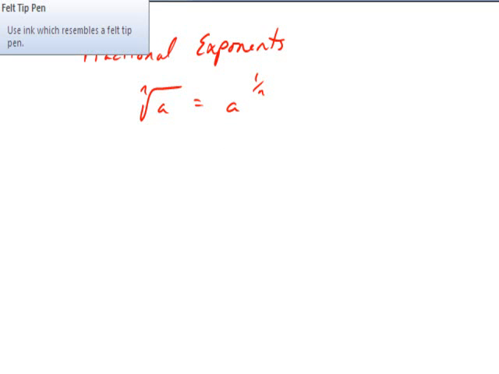Fractional exponents allow us to rewrite a radical in a different form that may help us to simplify the radical. The statement that shows this relationship between radicals and fractional exponents is given here. The nth root of a can be written as a to the 1 over nth power. Notice the n on the radical is the index of the radical. It's written in the denominator of the exponent.